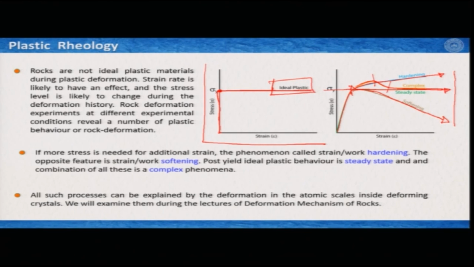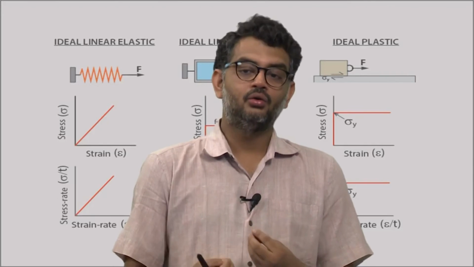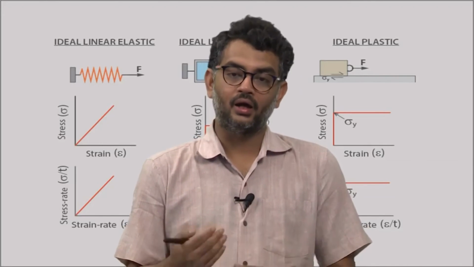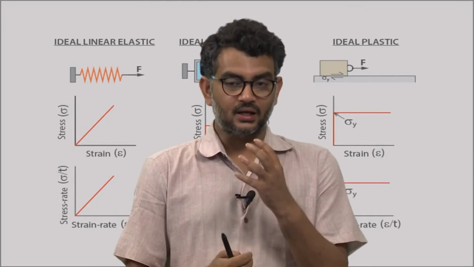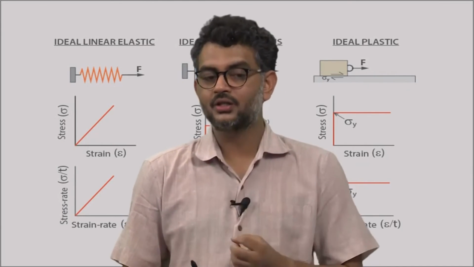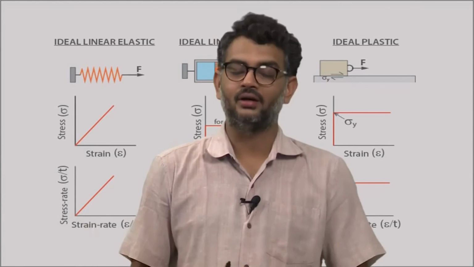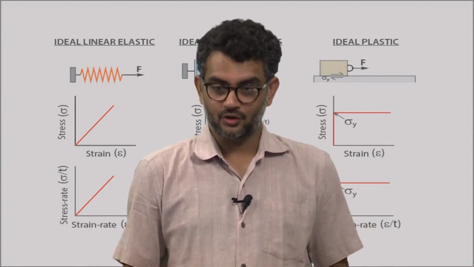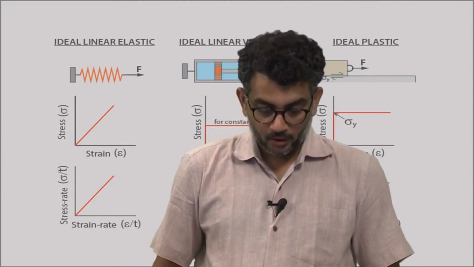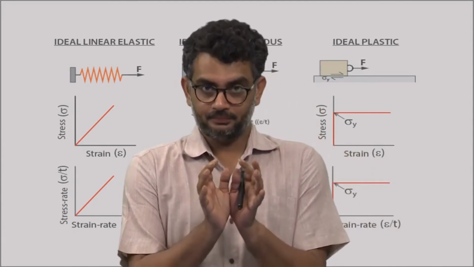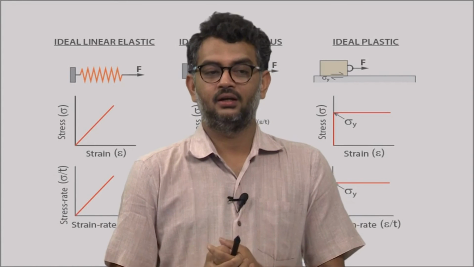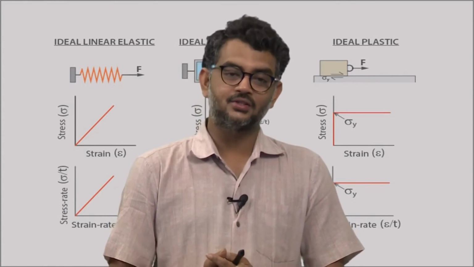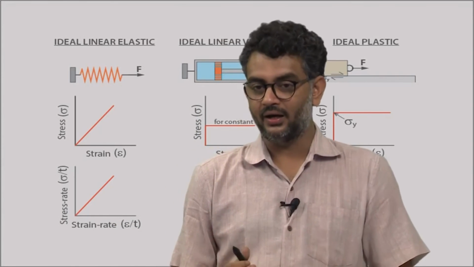Now, all such processes can be explained by the deformation in atomic scales, that is why I should have hardening, why I should have a steady state flow, why I should have a softening type of flow, a strain softening type of flow. Now, these are essentially very micro scale processes, and we will learn it in one of our next lectures, where we will be dealing with deformation mechanisms of rocks. So, with this we finished the 3 basic end members of rheology, which is ideal linear elastic, ideal linear viscous and ideal plastic.